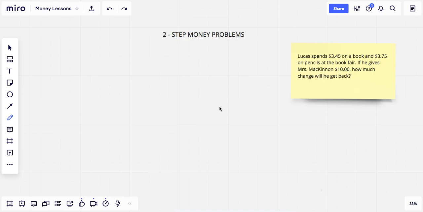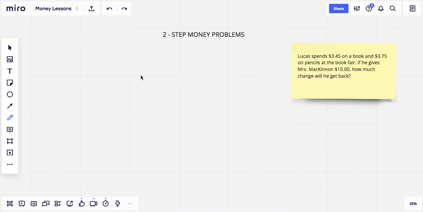Hi, boys and girls. Today we're going to look at two-step money problems. So, two-step problems we have encountered before in math. It often involves making two calculations as opposed to just here are the two numbers, add them up, subtract them, whatever. So now there's going to be two steps.